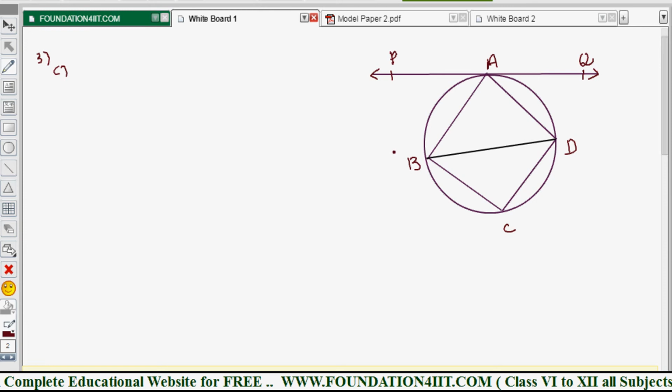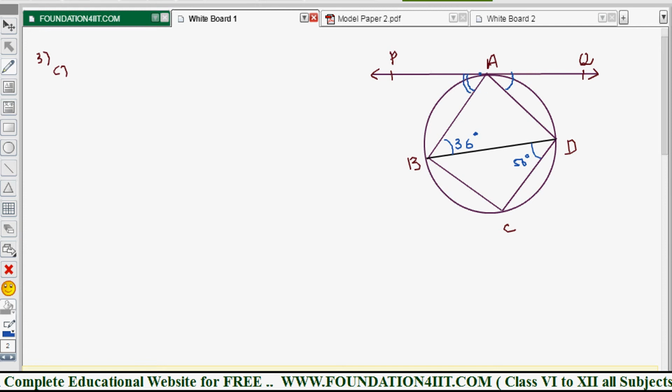If you see the given angles, ABD is 36 degrees, and this side is 50 degrees. If AD is the chord, then this angle should be equal to this angle on the other side. That is the alternate segment property we apply.